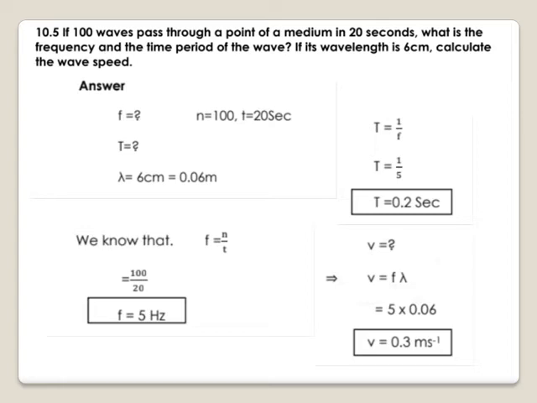So first of all we know that frequency is the number of waves passing through a point in a unit time. So if there are 100 waves and they're passing in 20 seconds, then the frequency will be f is equal to number of waves divided by time, which is 100 divided by 20. So frequency will be f is equal to 5 hertz, and time period is its reciprocal, so the time period will be T is equal to 0.2 seconds. By simply putting these values in the relation of speed of the wave, v is equal to f lambda, the wave speed will be 0.3 meter per second.